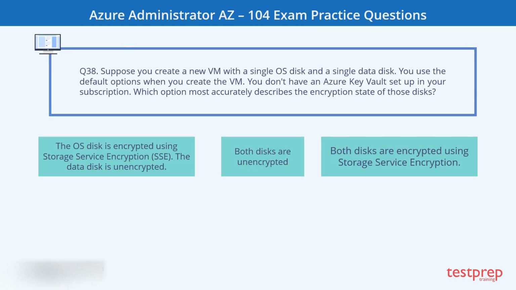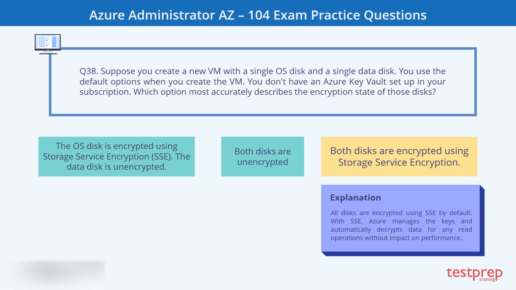Question 38. Suppose you create a new VM with a single OS disk and a single data disk. You use the default options when you create the VM. You don't have an Azure Key Vault set up in your subscription. Which option most accurately describes the encryption state of those disks? 1. The OS disk is encrypted using storage service encryption. The data disk is unencrypted. 2. Both disks are unencrypted. 3. Both disks are encrypted using storage service encryption. The correct answer is 3. All disks are encrypted using SSE by default. With SSE, Azure manages the keys, and automatically decrypts data for any read operations without impact on performance.